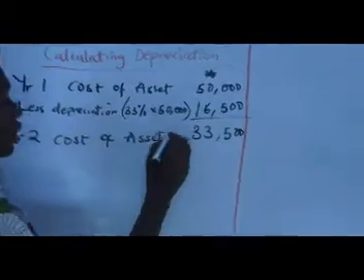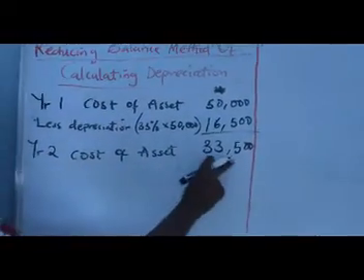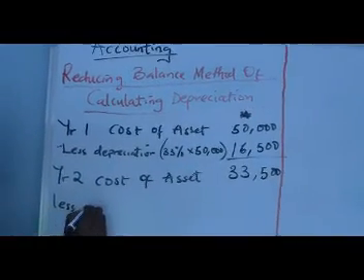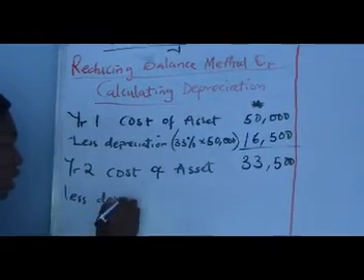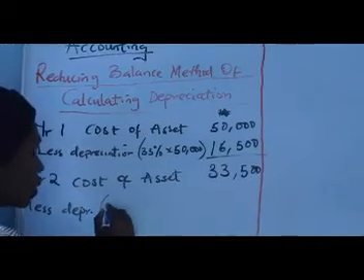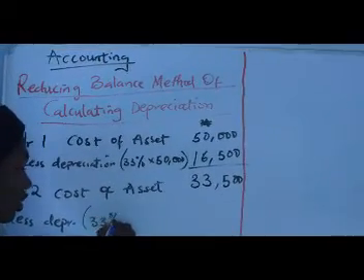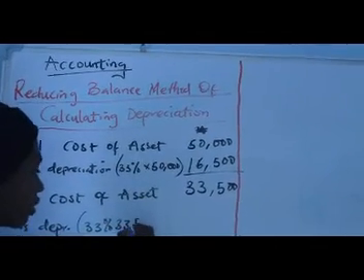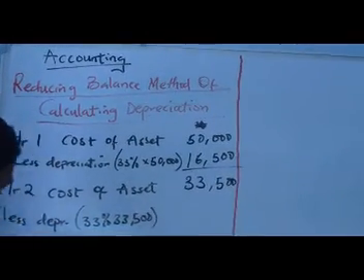This is what the old method looks like. So this will be our cost of assets for the second year. And now, for the second year, we are lessing depreciation. I'll be using short form. In this case, it will be 33% of our cost of assets for the second year, which is 33,500 naira. Okay.